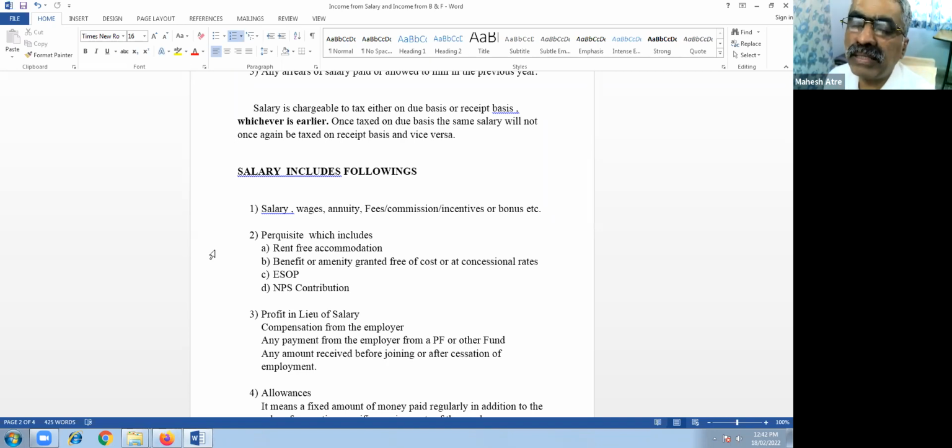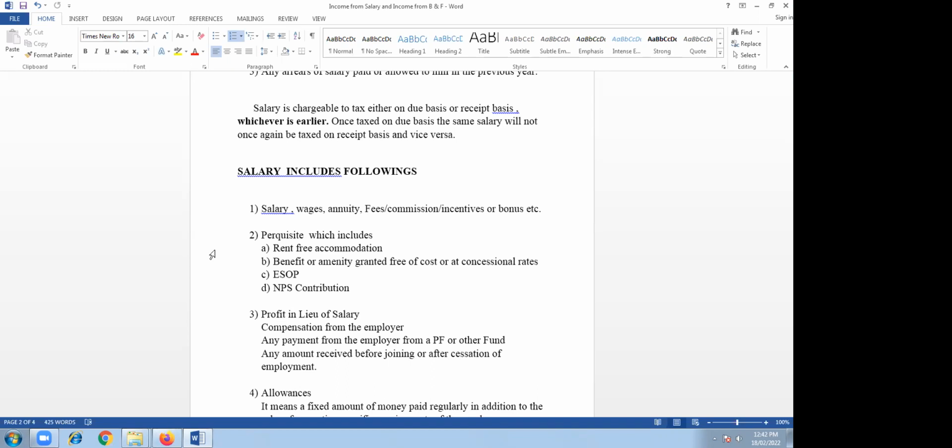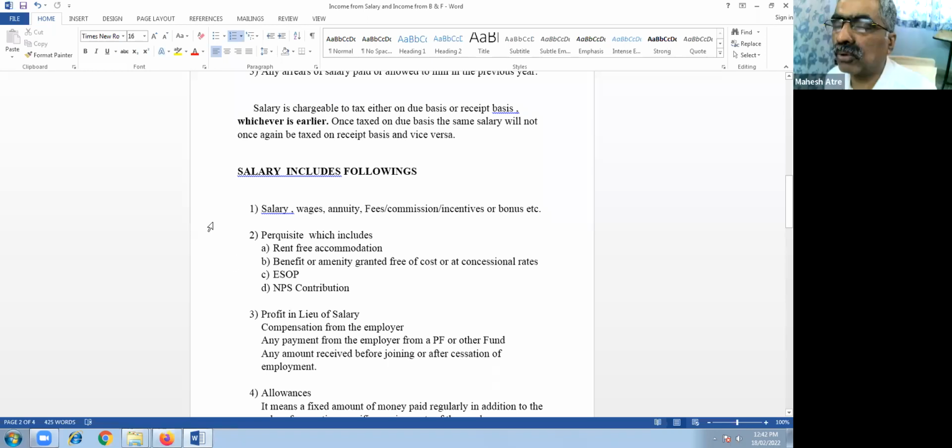Now please try to understand. We have already discussed, wo jo humne baat kiya tha, what is the criteria for determining the salary? That is the relationship of employer and employee. Ek bar relationship of employer-employee ho gaya, to employer jo deta hai employee ko, wo salary hota hai. Uska naam kuch bhi ho. Koi usko salary bolega, koi usko wages bolega, koi annuity bolega, koi fees bolega, commission hoga, ya incentive hoga, or bonus hoga. Aur aisa bhi ho sakta hai, ye sab diya hai unhone. If the employer has paid salary as well as fees, as well as commission or incentive or bonus, sab diya hai, to bhi usko income from salary hi baat karne ka hai. It is income from salary.